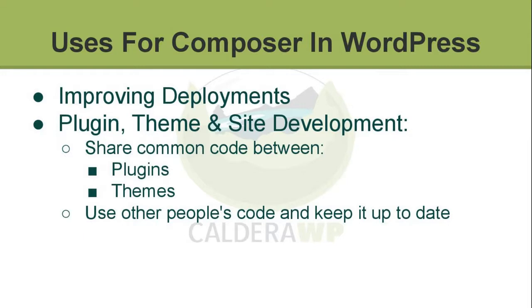So, uses for Composer in WordPress. Improving deployments. You can use Composer to build your entire site. And we'll get into all of these in more detail. Plugin, theme, and site development. Share common code between plugins and themes. And use your code and other people's code in your projects, across projects. These are the general categories that I'm talking about. And I'll go into each of these in detail.